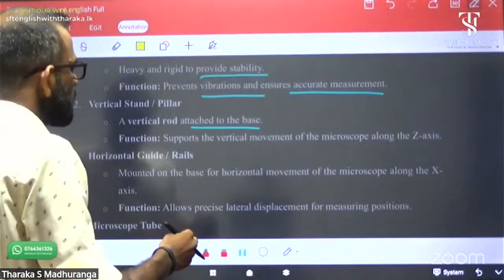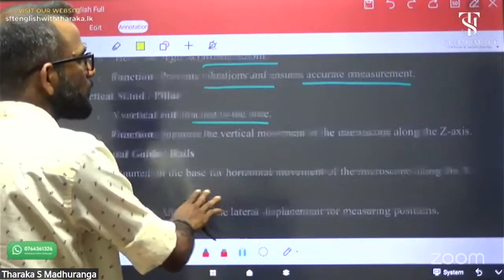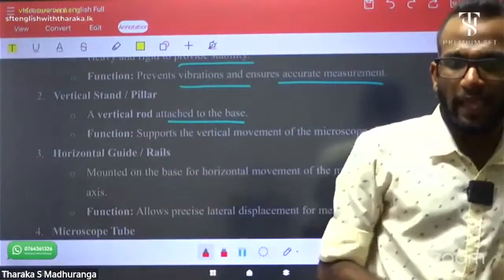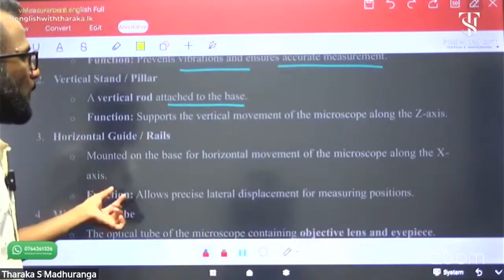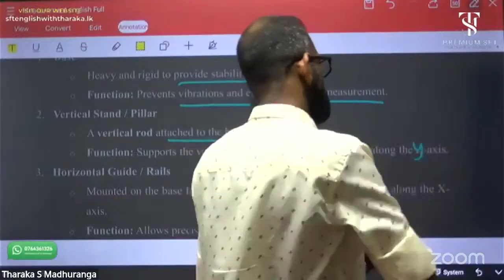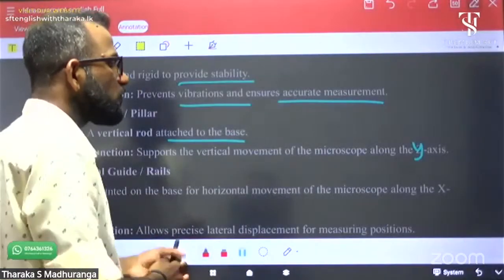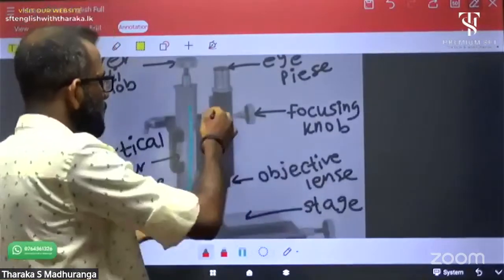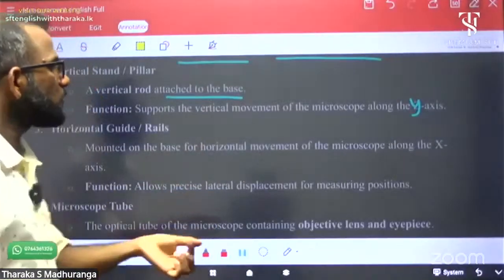And its function: it supports the vertical movements of the microscope along the Y axis. Sorry, not the Z axis, the Y axis. Y means the vertical axis, right? It supports the vertical movements.